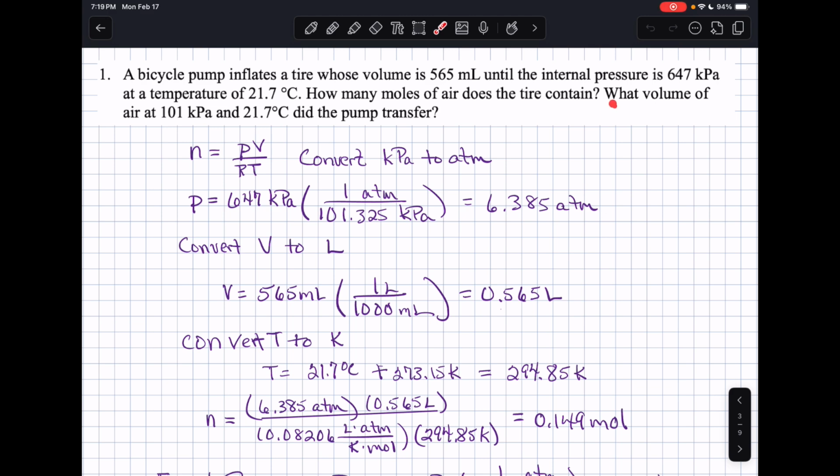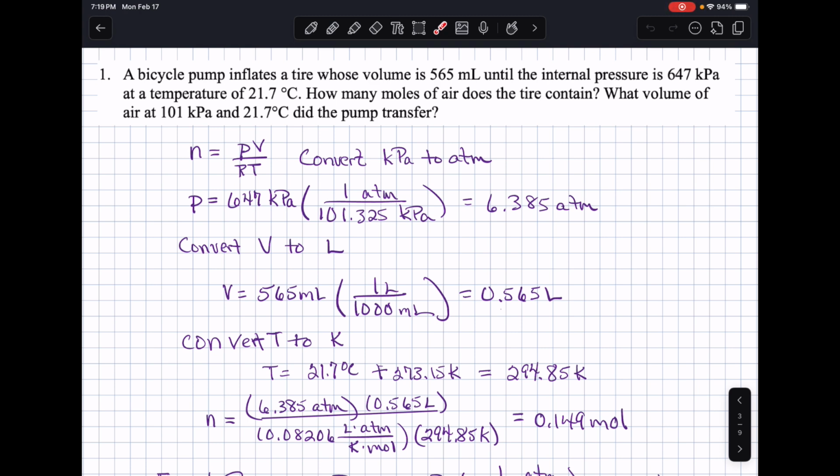And then we're going to ask what the volume would be at 101 kilopascals, which of course is roughly 1 atmosphere of pressure. So this 101 kilopascals is actually essentially the atmospheric pressure that we normally experience.